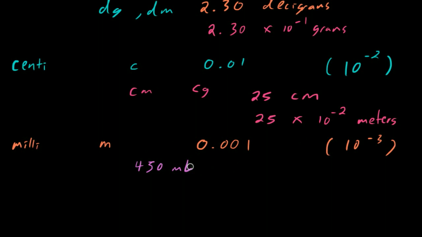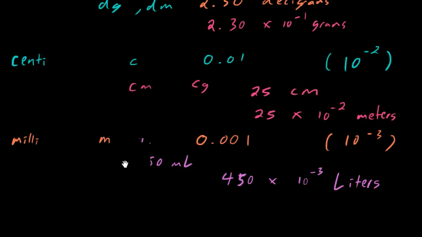Our regular unit for volume would be the liter. So say we had 450 milliliters. That means we have 1,000 milliliters in every liter. So if we wanted to write this in scientific notation, we could say that this is 450 times 10 to the minus 3 liters. So that's what this means. That should be a 5 there. So anyway, that's one more example.